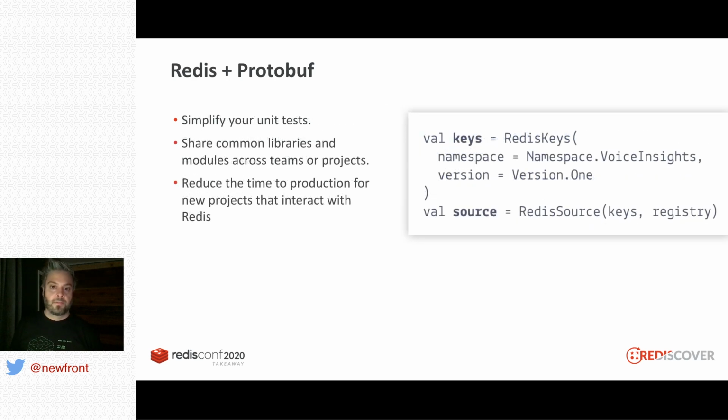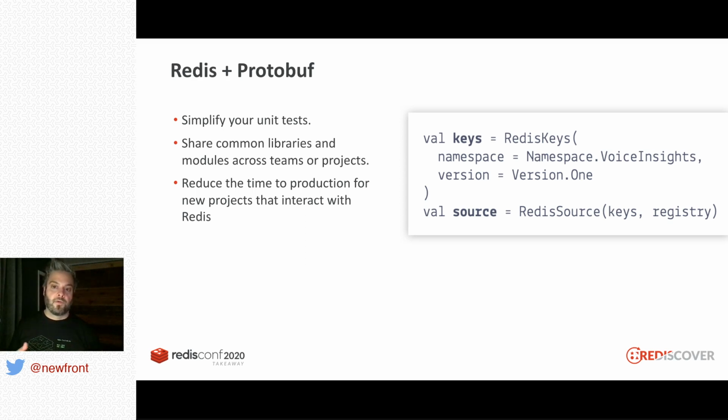So if we take a look at a fully encapsulated implementation of this Redis source, here it is on the right-hand side. We have these keys. Keys is basically taking this Redis keys pattern, and it's injecting in a namespace, and it's injecting in the version, the actual enum versions of the underlying types. So namespace, voice insights, version 1. Source now is how we actually talk to Redis and how we actually use this underlying key binding.